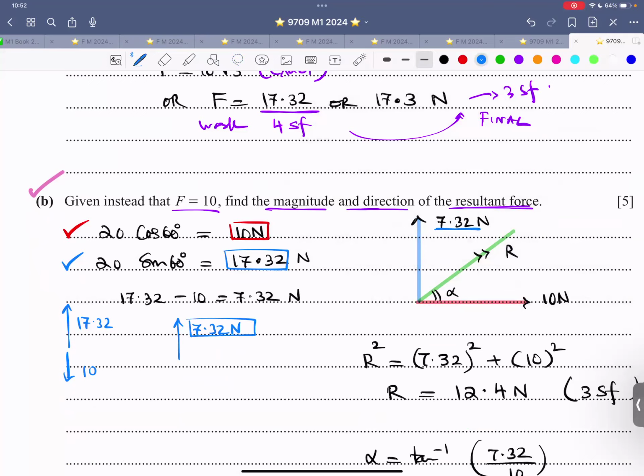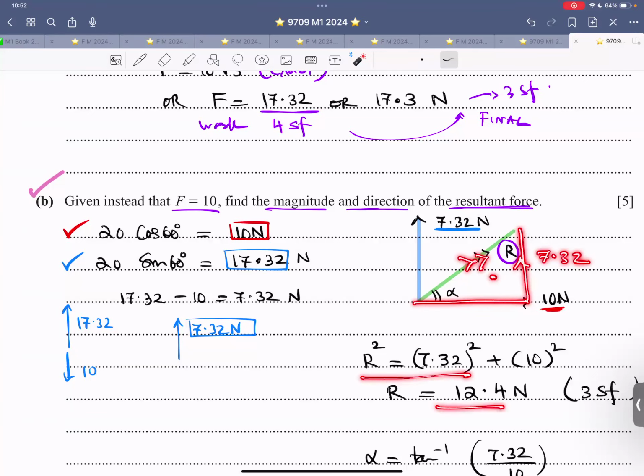That goes over here. That's the overall resultant force in the y direction. This is the overall horizontal force along the x direction. So my resultant has to be in the middle. So apply Pythagoras theorem, through the head to tail method. So this is 10 this way, this is 7.32 this way. That's how the triangle is fulfilled.